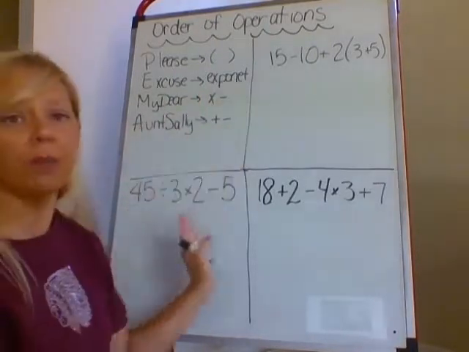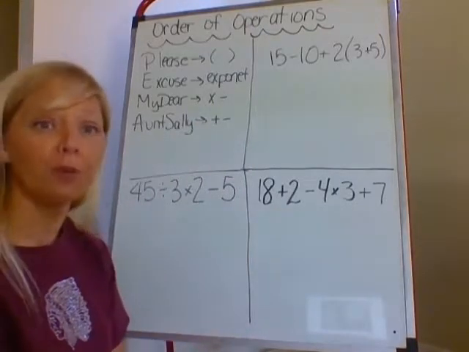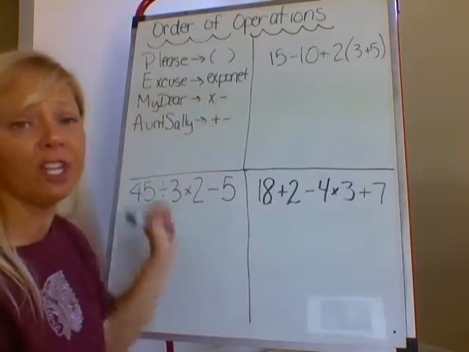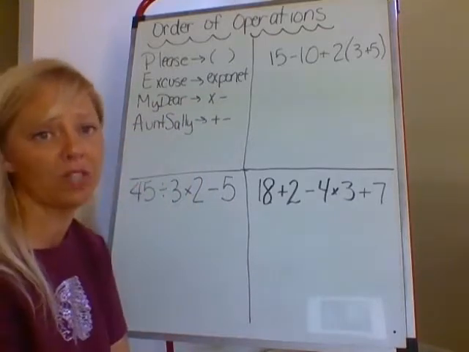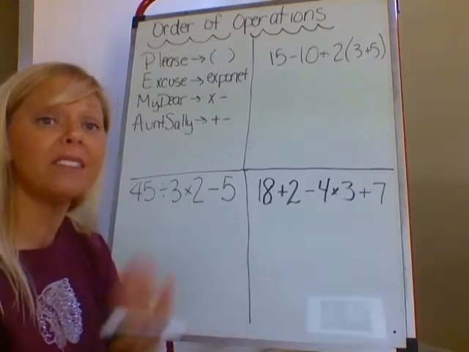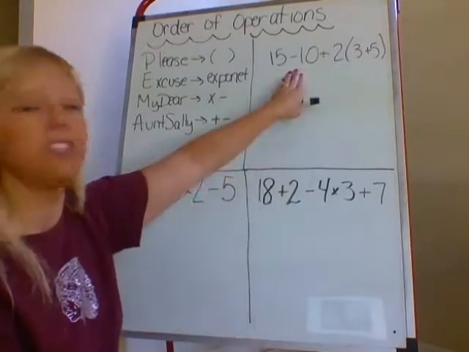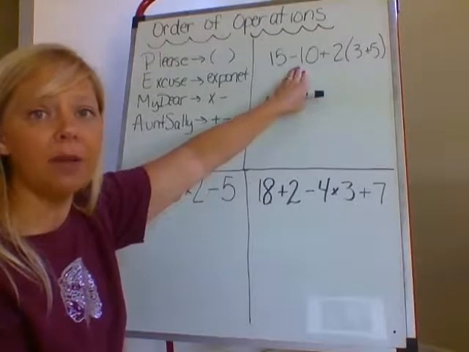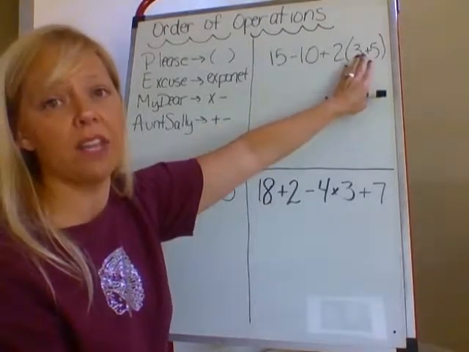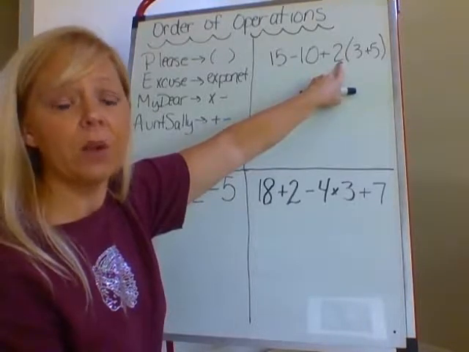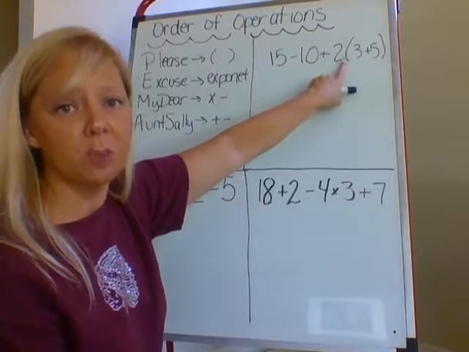So I have 3 examples to go on here to kind of prove my point that we don't always do multiplication and then division, and we don't always do adding before subtracting. They're buddies, they let each other go first. Okay, so we are going to go with the first expression, 15 minus 10 plus 2 times the quantity 3 plus 5. Remember, in math, when it's pushed up against the bracket or the grouping symbol, it's multiplication.